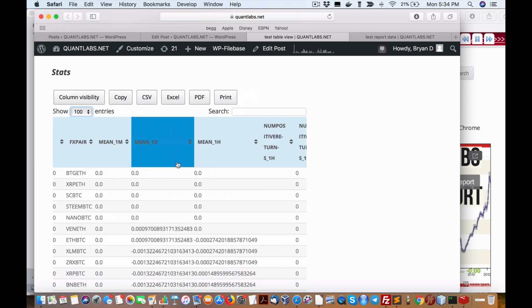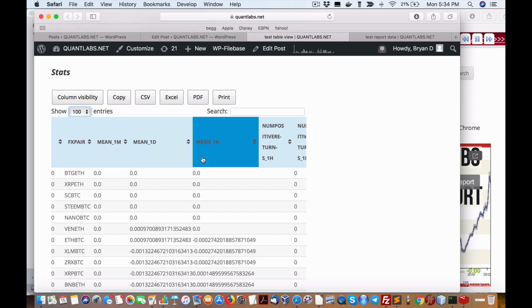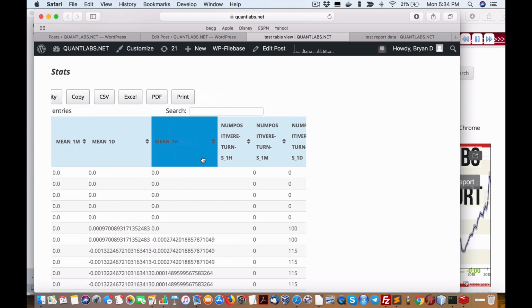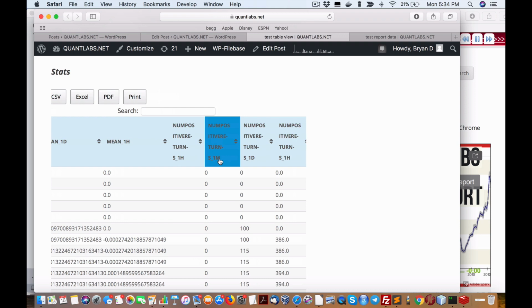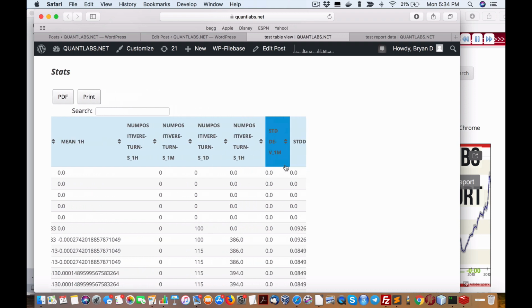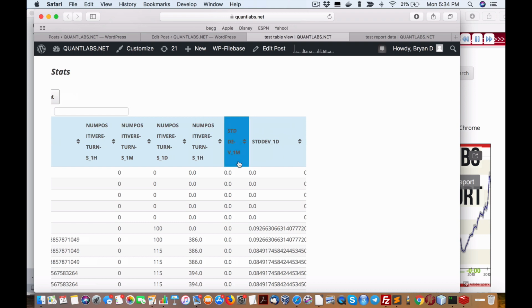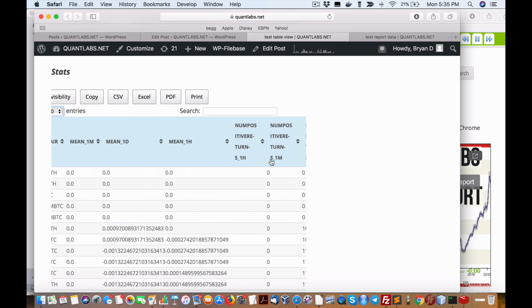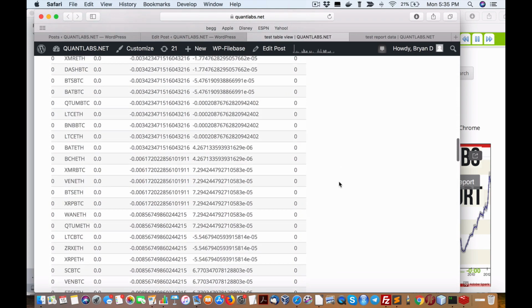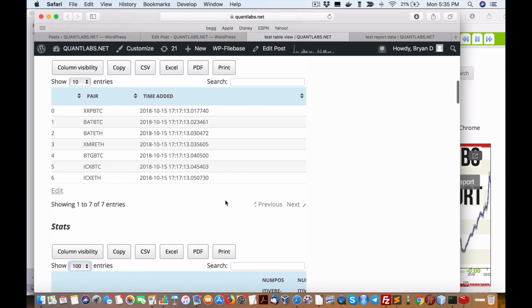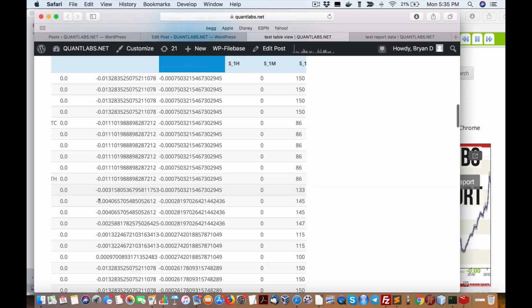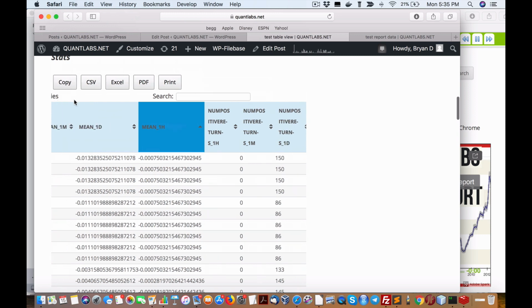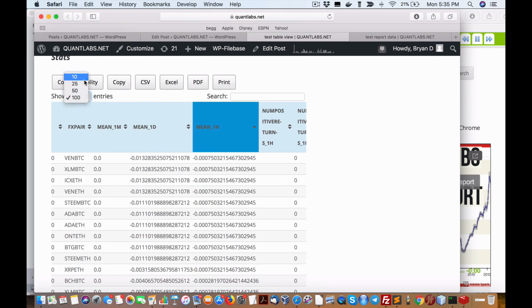These are scrollable. You get the mean over the last day, the mean of the last hour, that's the average price, the number of positive returns over an hour, a day, or a month, and the standard deviation over a month, day, and hourly. So it's pretty important statistics, basic stuff, but nothing much. And you can, of course, sort by whatever column you want. On top of that, let me just reduce this number of entries.